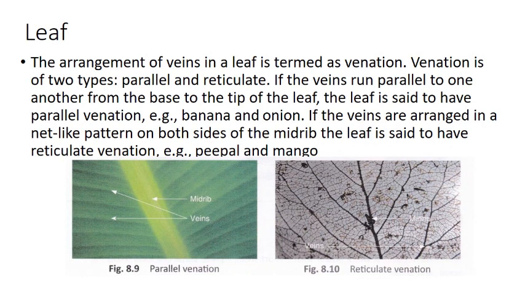If the veins run parallel to one another from the base to the tip of the leaf, the leaf is said to have parallel venation. You can see it in the diagram. For example, banana and onion have parallel venation. If the veins are arranged in a net-like pattern on both sides of the midrib, the leaf is said to have reticulate venation. For example, peepal and mango tree. Their leaves have reticulate venation.